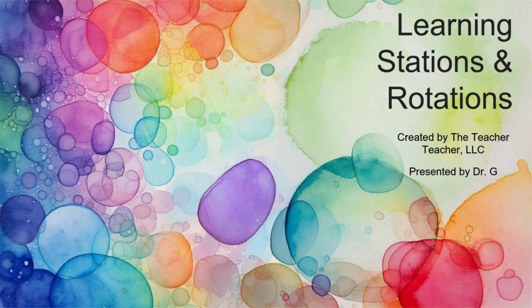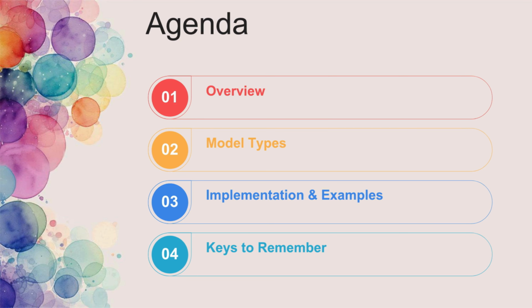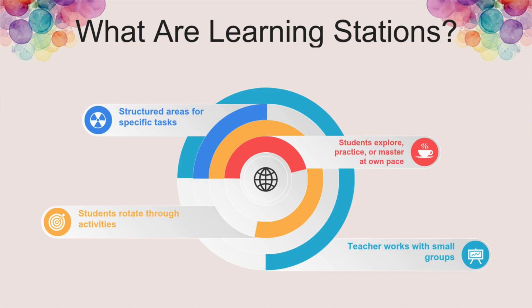All right, so we're going to jump into learning stations and rotations. So we'll have an overview, look at the different model types, look at implementation and examples, and then we'll have our keys to remember. So in general, what are learning stations?